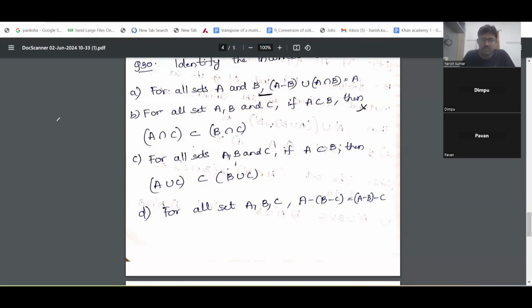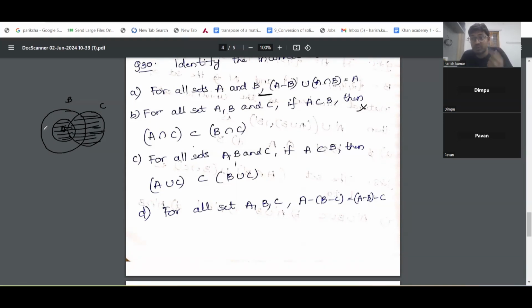Same. Let's try to do the same visualization. A is here and B is here, right? So there is a set C which is like this. Now what is A union C? A union C will be this entire part, right? And because C is from here, this entire part. So this entire part will be A union C.